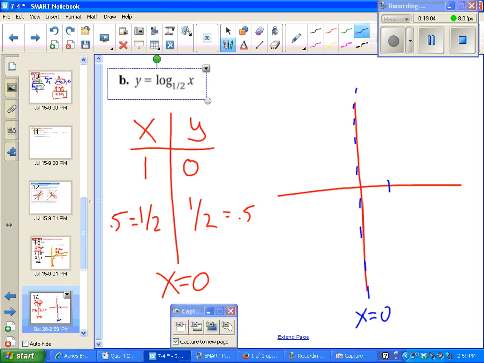Plug in our first point, 1, 0. Plug in our second point at 1/2, 1. And we can see that it looks like we're going to get steep going up this time and flat down here. The 2 dots that you plot kind of determine where you're going to get steep and so on. Domain, once again, bigger than 0. Range, all real numbers.